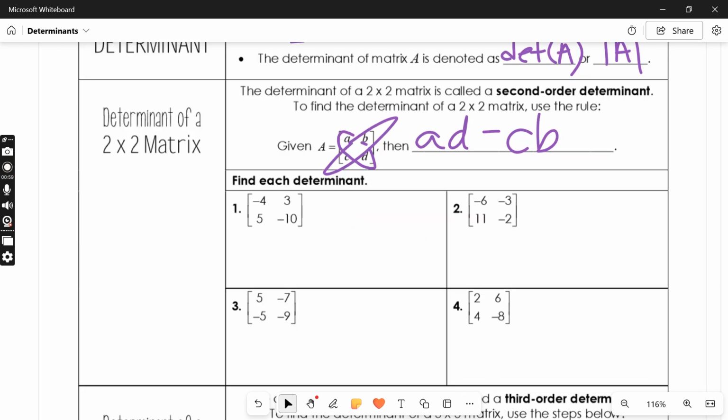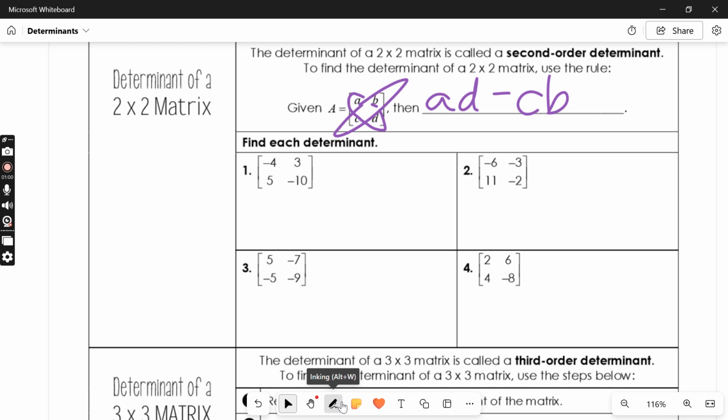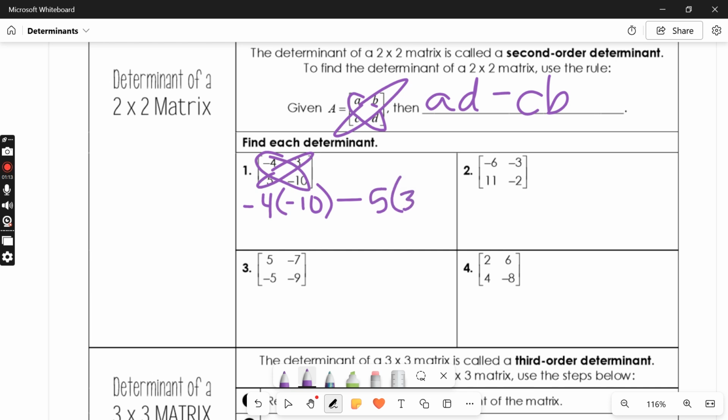So we have, we're going to go down this diagonal first. So we're going to do negative 4 times negative 10 minus, and then we're going to multiply here, 5 times 3. Okay, so that would be 40 minus 15, which is 25.